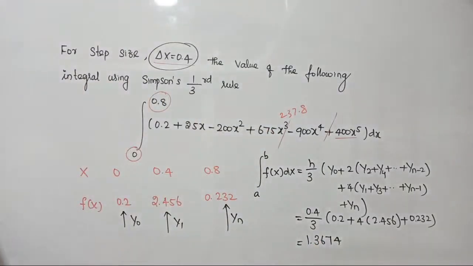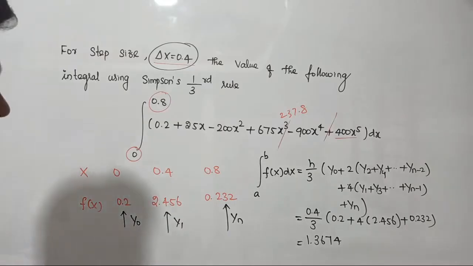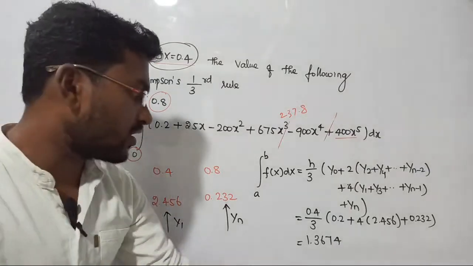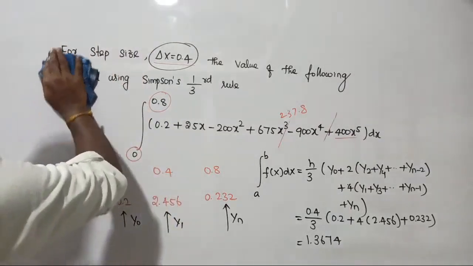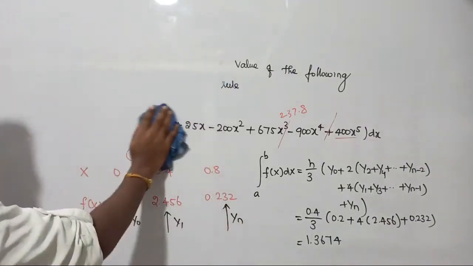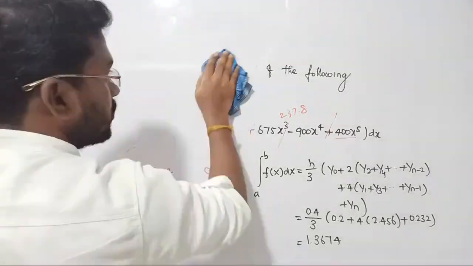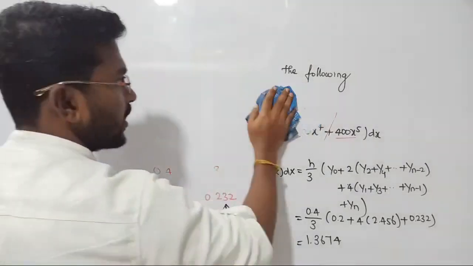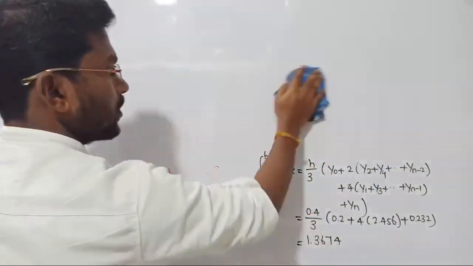Anyway, let me cross check whether it is correct or not, because I think I have the answer for this. Yeah, I'm getting 1.3674, right? The given answer is 1.367. Okay, I hope things are clear to you all now. This is how easily we are solving, right? By using the Simpson 1/3 rule and the trapezoidal rule. Integration is very easy, right?